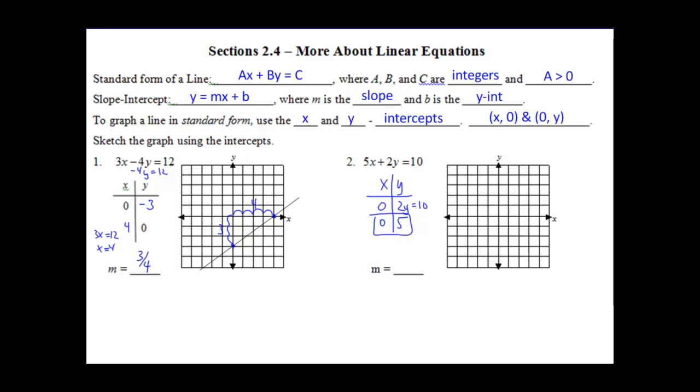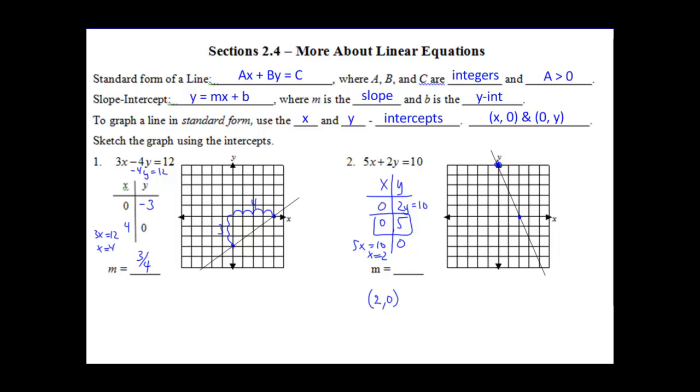So we can start at 0, go up 1, 2, 3, 4, 5, and there is actually our y-intercept. If we plug in 0 for y, we're going to get 5x equals 10, and divide by 5, x equals 2. So our other point is (2, 0). So we can go over to 2 on the x-axis. We have our 2 points. We can connect the dots. And there we have it.